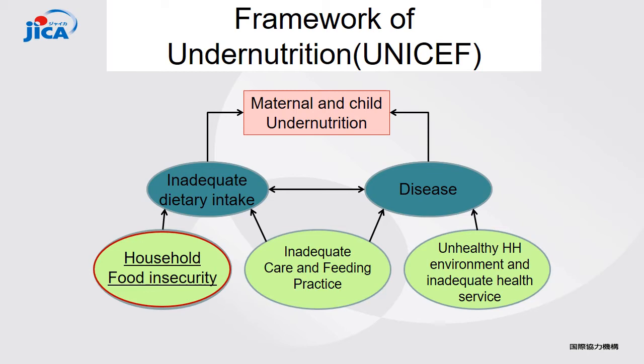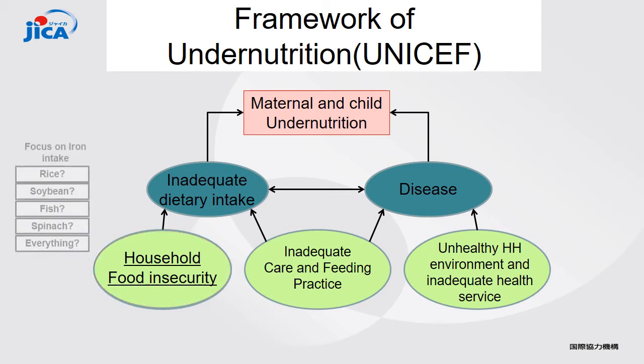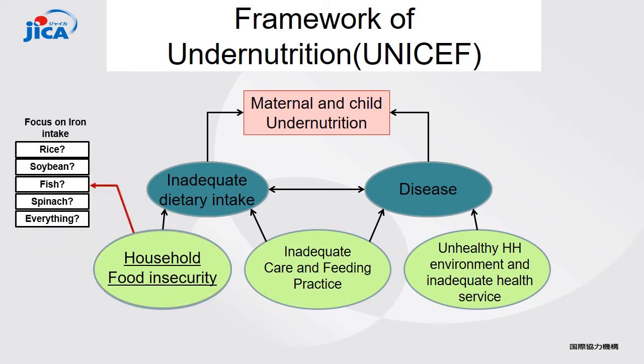However, there is one point which is not very clear. What commodity should we focus on to improve food security? Is it rice, soybean, fish, spinach, or everything? To answer this, we have to look at the status of undernutrition more carefully.